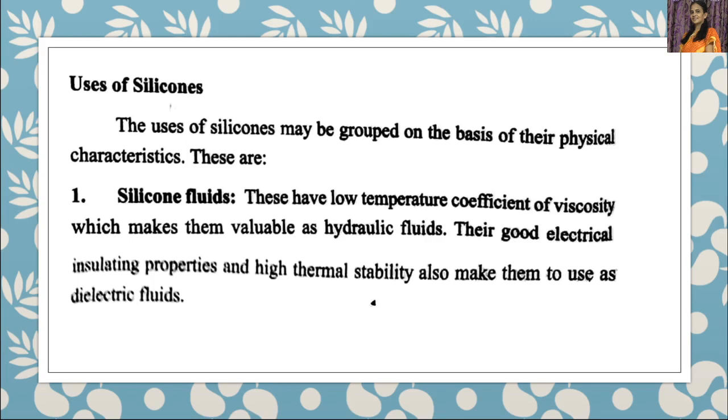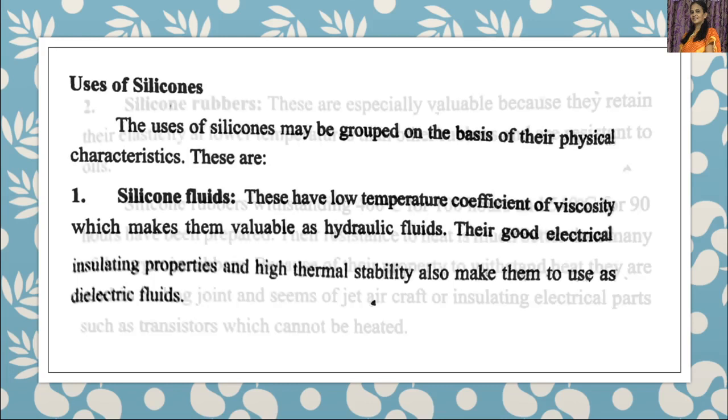First one is silicone fluids. These silicones are used as silicone fluids as they have a low temperature coefficient of viscosity, which makes them valuable as hydraulic fluids. Their good electrical insulating properties and high thermal stability also make them useful as dielectric fluids. So these are used as silicone fluids because of their electrical insulating property, and they can withstand high temperatures, that is, they have high thermal stability.